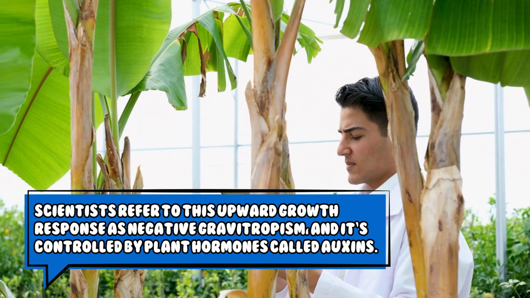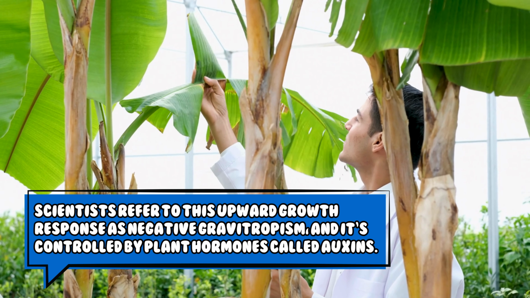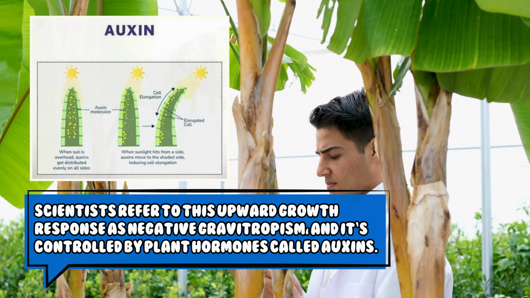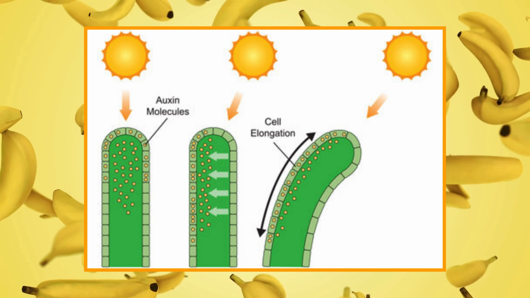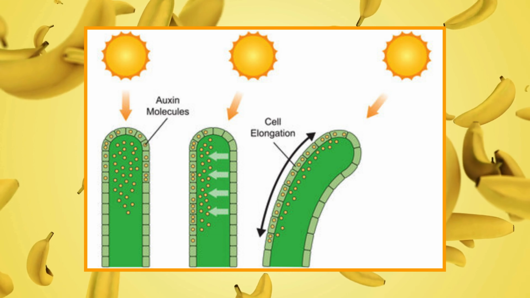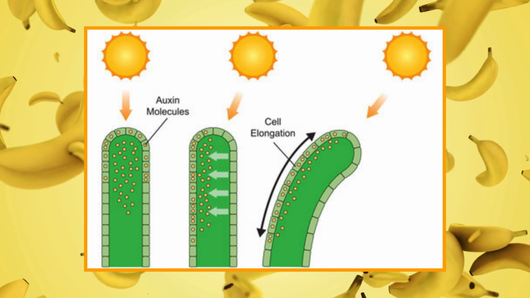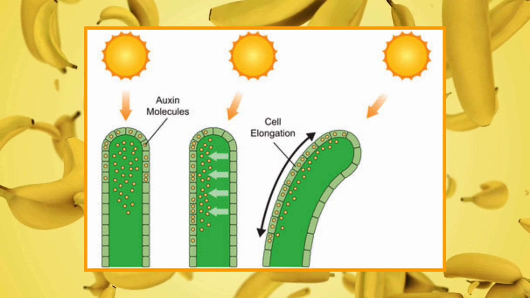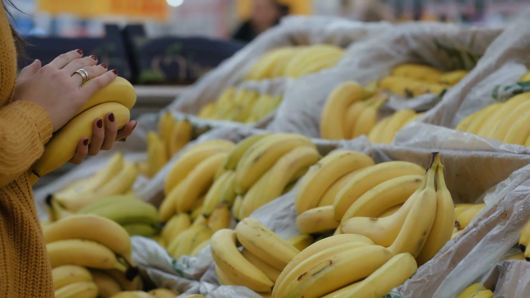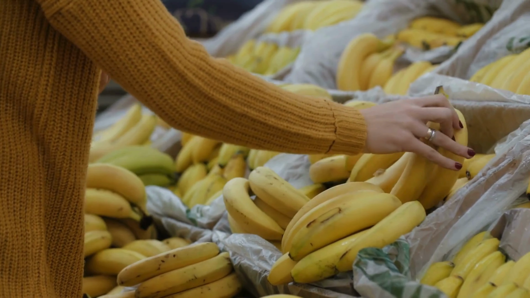Scientists refer to this upward growth response as negative gravitropism, and it's controlled by plant hormones called auxins. Auxins regulate how quickly cells expand. When gravity changes the distribution of these hormones, one side of the developing fruit elongates slightly more than the other. That tiny difference accumulates day after day. Eventually, the banana bends into its iconic shape.